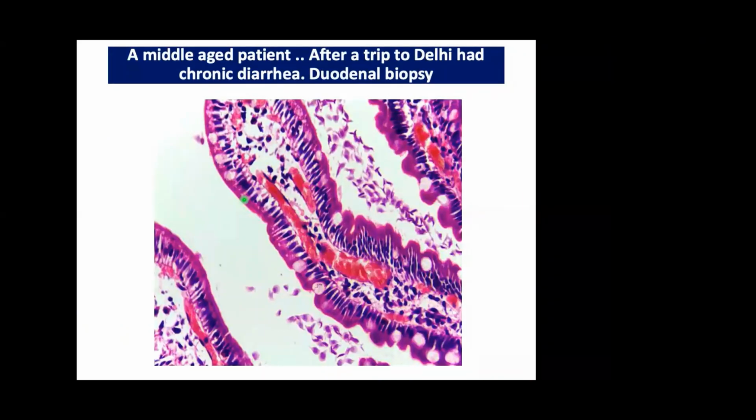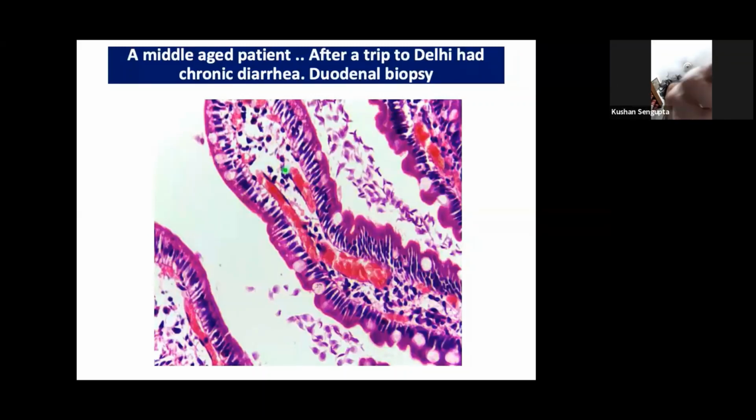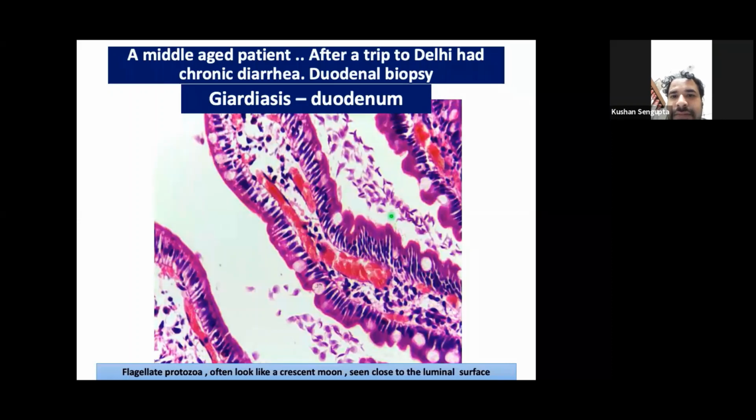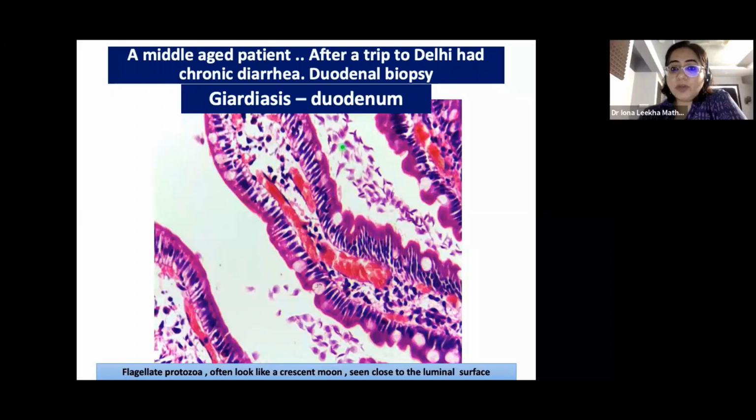Yeah, here is what you find. Can you identify, Dr. Kushra? Yes, sir. Here, sir, the mucosa is normal, but above the mucosa we can see the trophozoites, sir. So this is giardiasis on the surface. They look crescent shaped, moon shaped or sickle shaped, and are seen along the luminal epithelium. They are not infiltrating the epithelium.